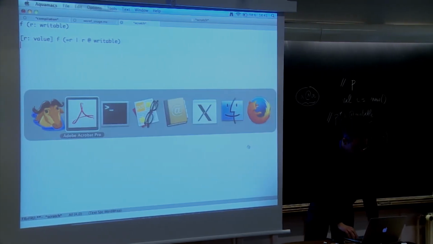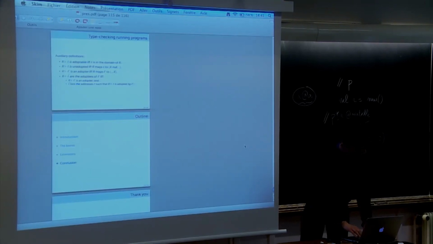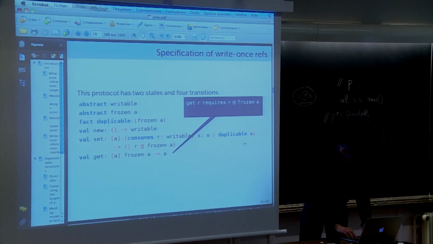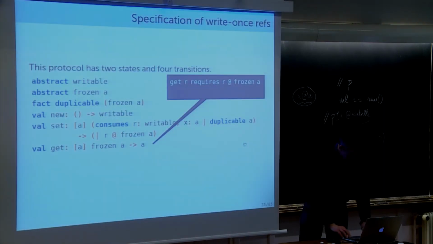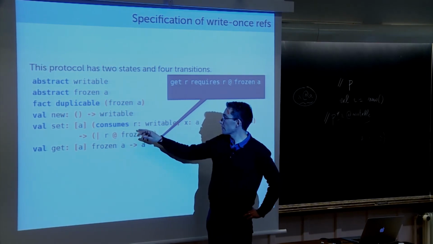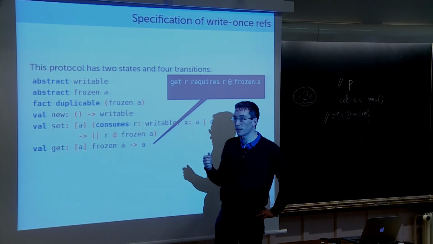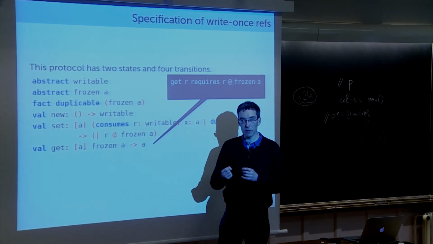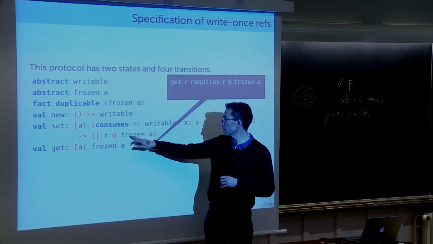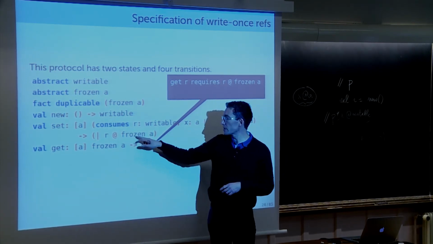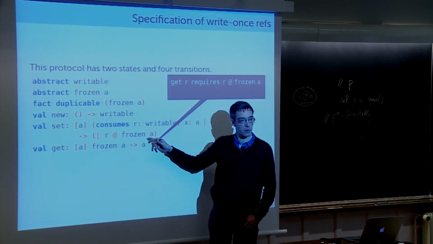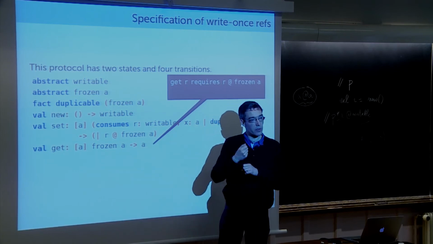Well, the type of set, I think, shows the motivation. Oh, sorry, I went to the wrong program. The type of set shows the motivation. Here, I'm really saying two different things. In the first line, I'm saying, give me any reference, and let me call it r. So I'm binding the name r. But in the second line, I'm saying, after the call to set, the reference r will have type frozen A. So I'm referring to the earlier r.